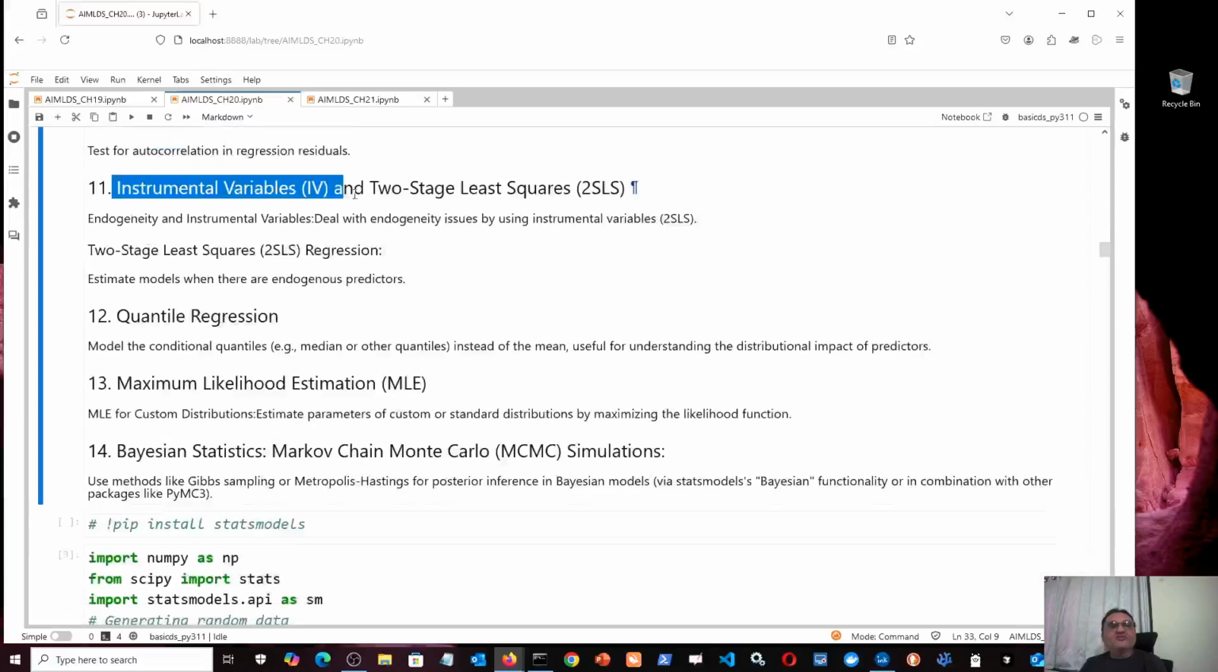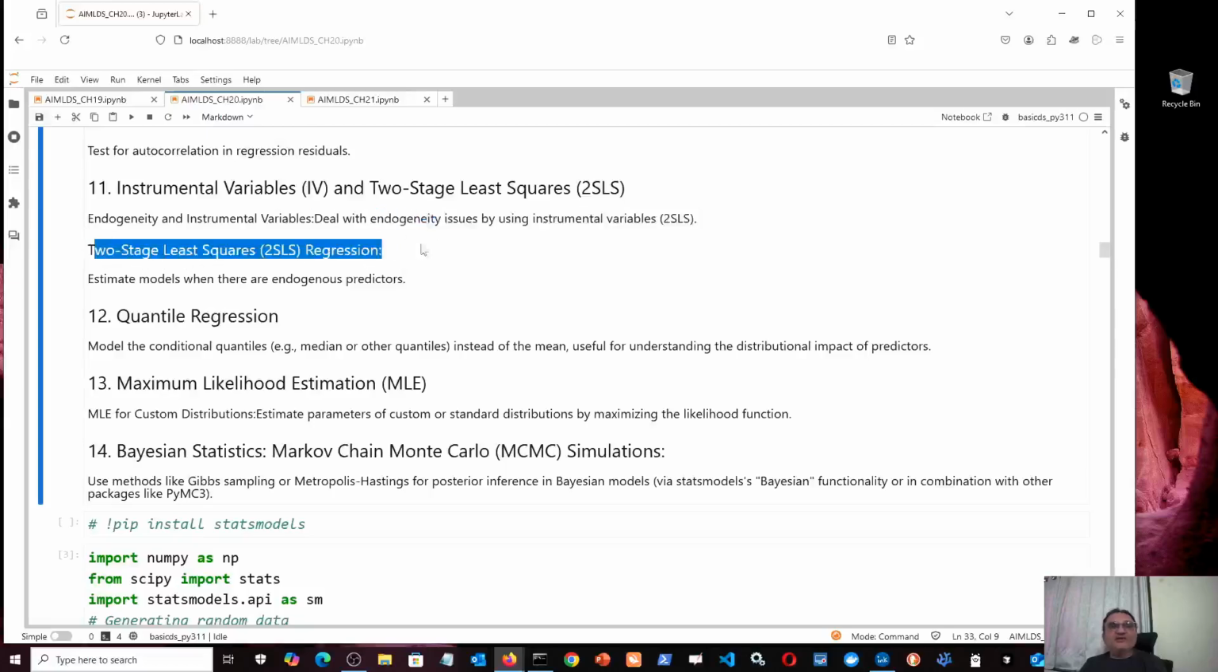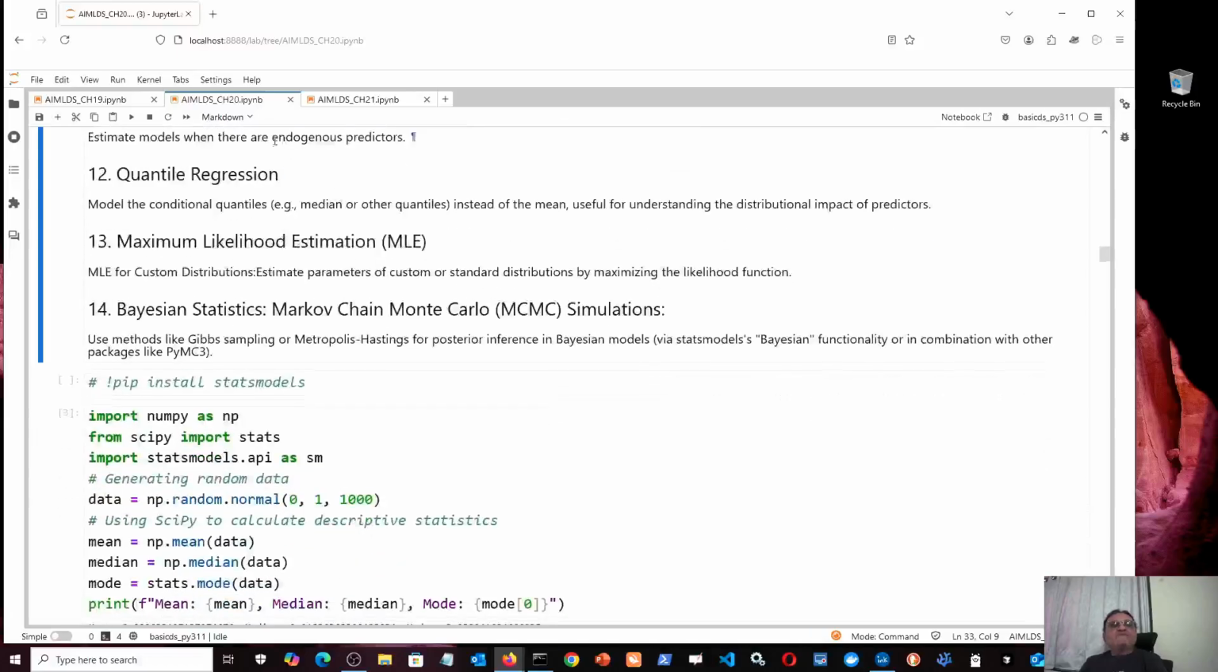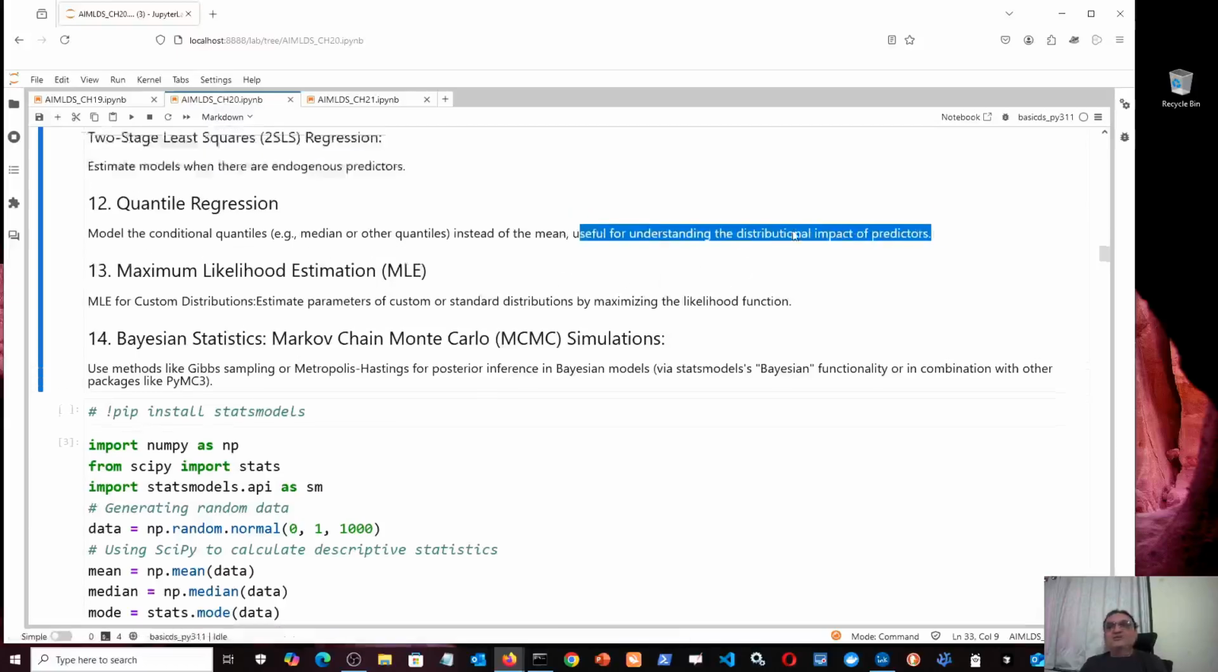Then instrumental variables and two-stage least squares. Now these are two advanced things, and we will not be requiring them anywhere, but at least you should have heard the name. They are used for estimating models when there are endogenous predictors. And quantile regression models the conditional quantiles, for example the median or other quantiles, instead of the mean, which is useful for understanding the distributional impact of predictors.